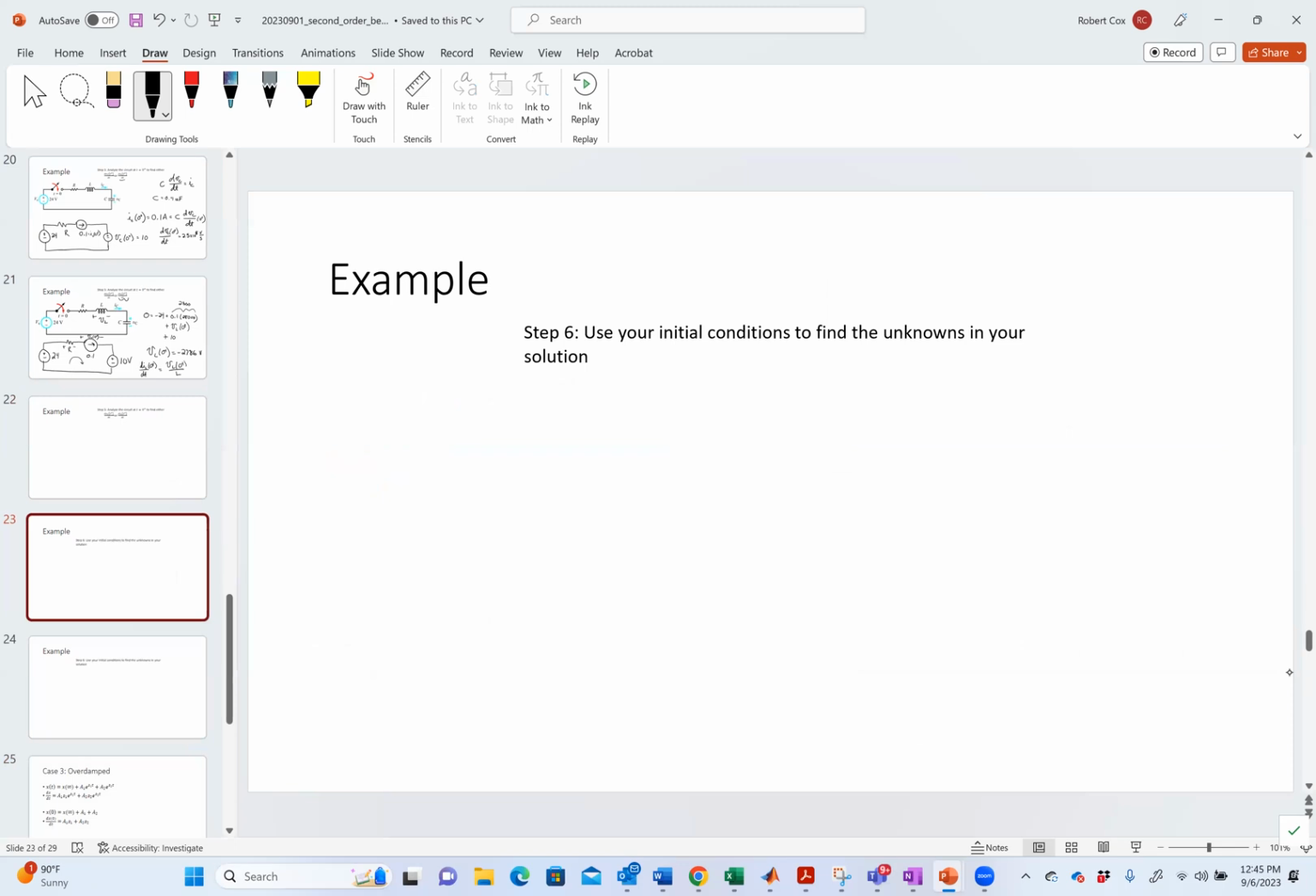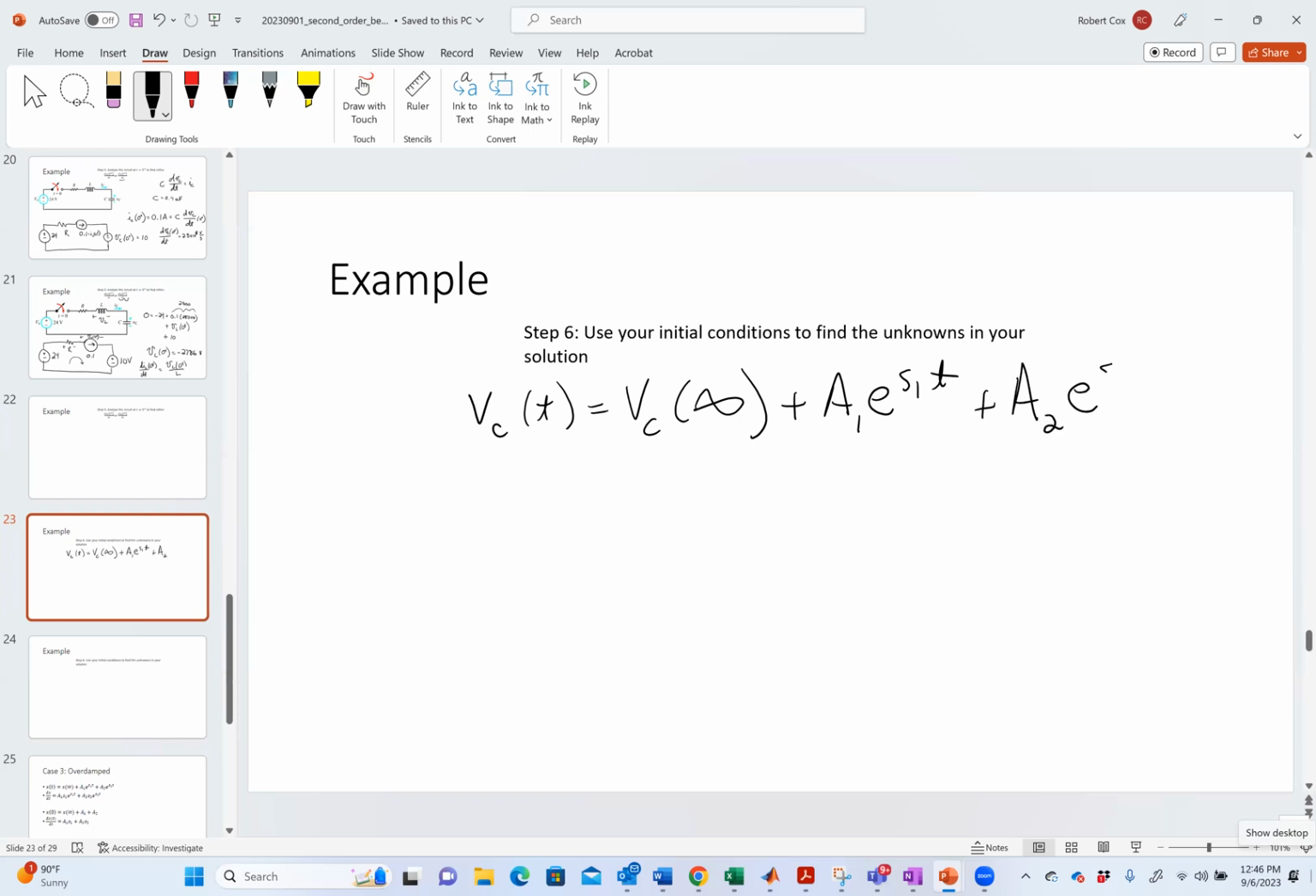My last step is to use my initial conditions to find the unknowns in my solution. Because this guy is underdamped, let me do it specifically for the capacitor voltage. I have V sub C of infinity plus A1 e to the S1t plus A2 e to the S2t. And I had that S1 was negative 89 and S2 is equal to negative 2.799 times 10 to the 5th.